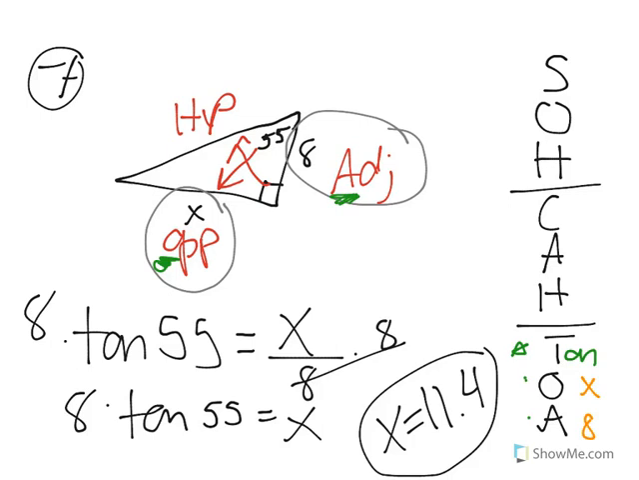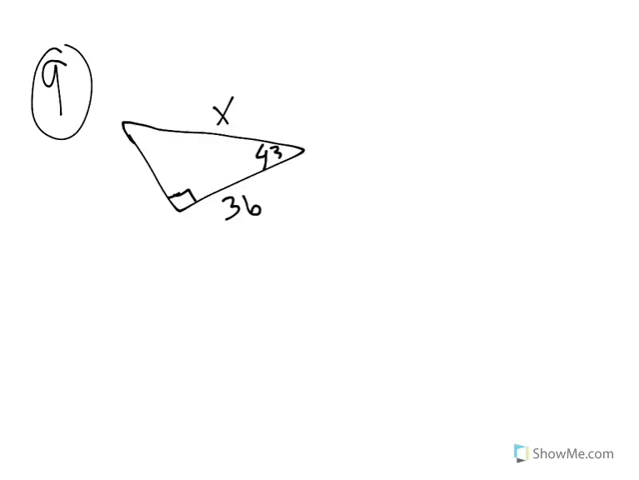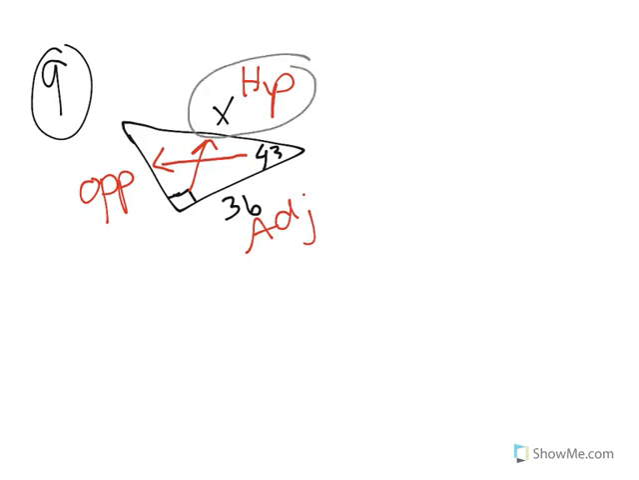So let's try one more, number 9. Okay, so here's your picture for number 9. You're going to label your sides based on the 43-degree angle. So go across from 43. That is your opposite side. Across from the right angle is your hypotenuse, and then left over is the adjacent. Looking at where we have x and our number would be here and here. So that's the hypotenuse and the adjacent.